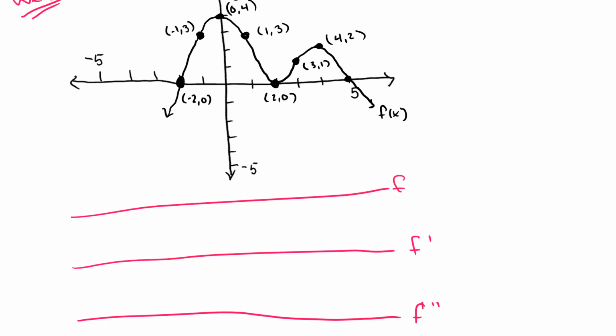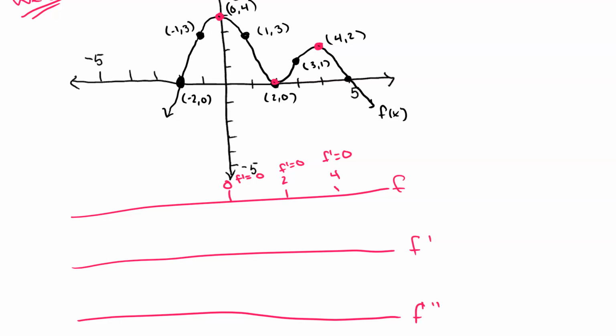So first up, we're going to identify our critical points and our inflection points. Critical points occur where our slope is 0 on our original graph. So our critical points are at 0, 2, and 4. So at 0, my derivative equals 0 because it's a critical point. At 2, my derivative equals 0, because remember, my derivative function is just the slope of my original function.